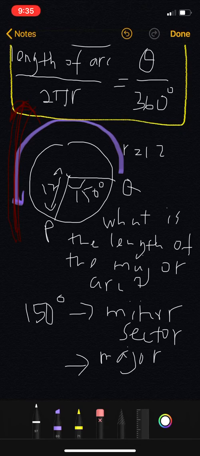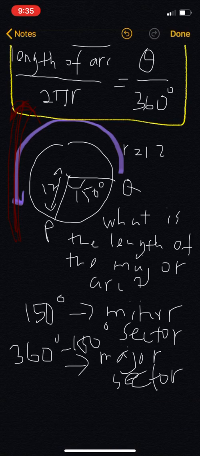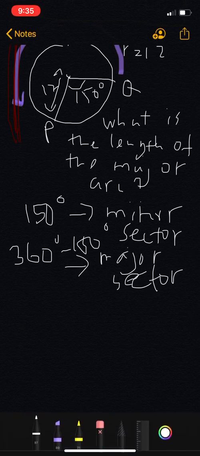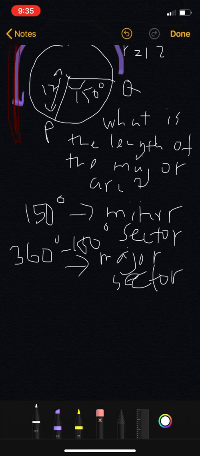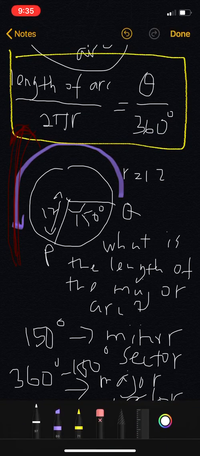So how to find the angle at the center for the major sector? You take 360 degrees and minus 150 degrees. You will get 210 degrees. After that, you can substitute all the values in the formula. I'm referring to this formula.